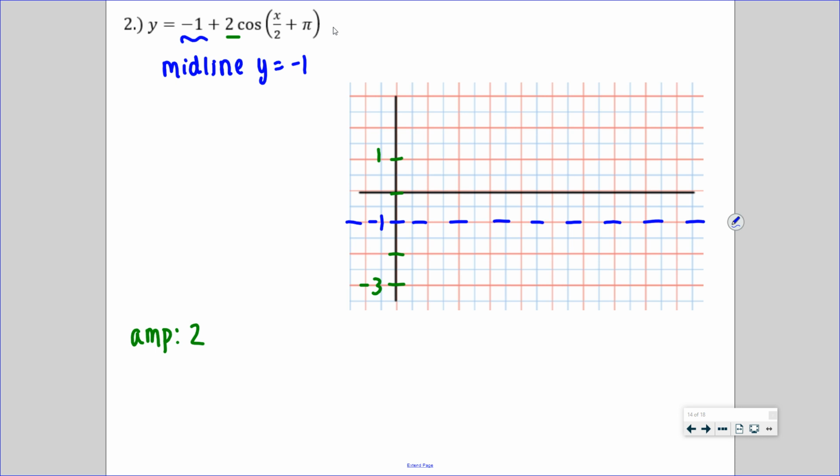because that's exactly a distance of 2 away from your midline. That's what amplitude is. All right, then we find our period.